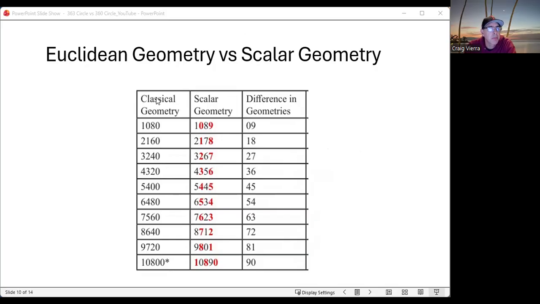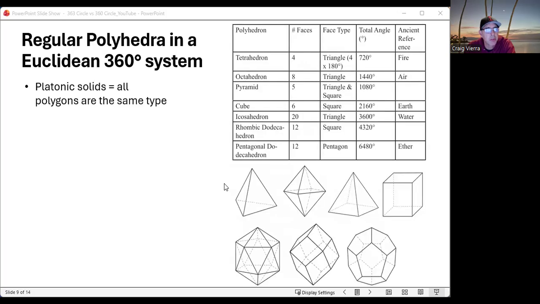Okay, so let's compare the Euclidean geometry with the scalar geometry. If we use 1080, this is the square base pyramid here. In Euclidean geometry, there are 360 degrees in the square, so each corner is 90 degrees, and 90 times 4 is 360 degrees. Then each triangle is 180 degrees, and there are four of those. So 180 times 4 is 720, plus the 360 gives you 1080.